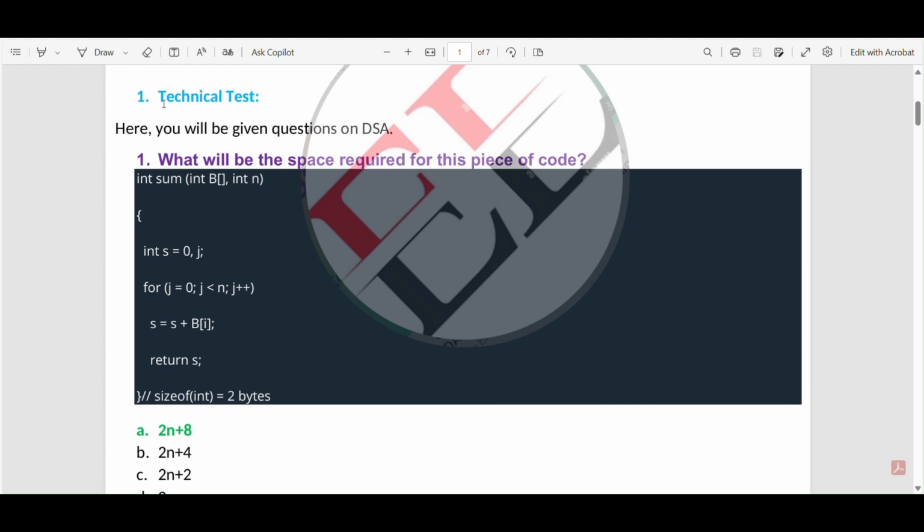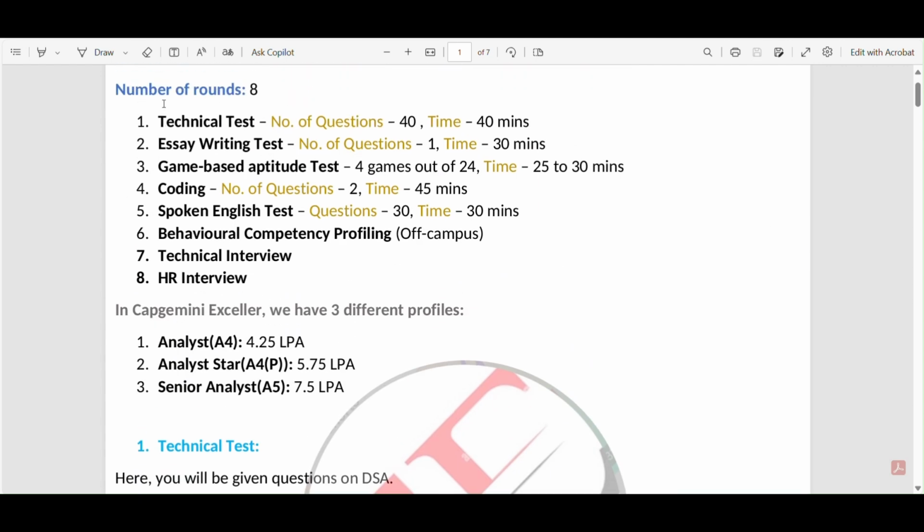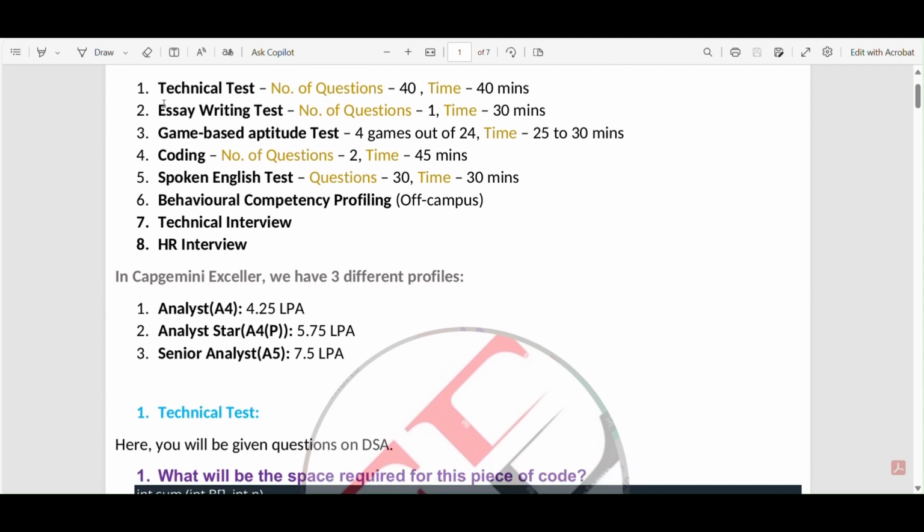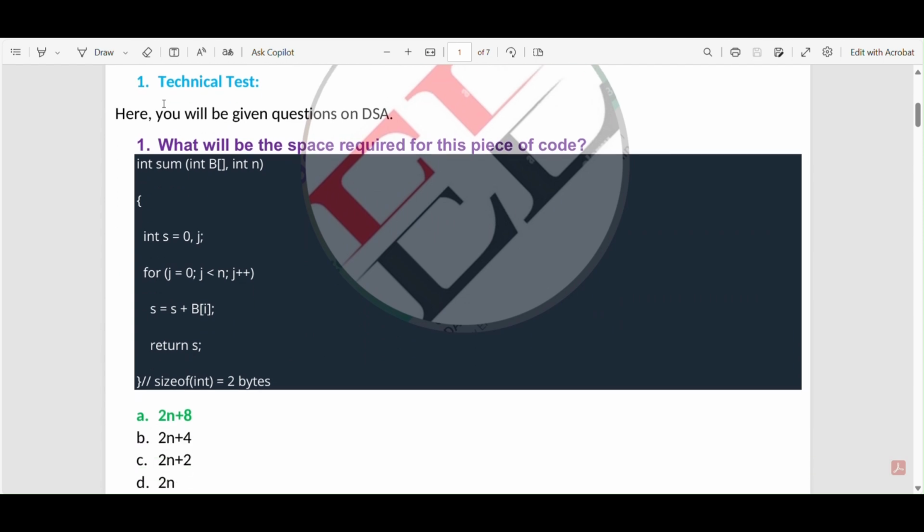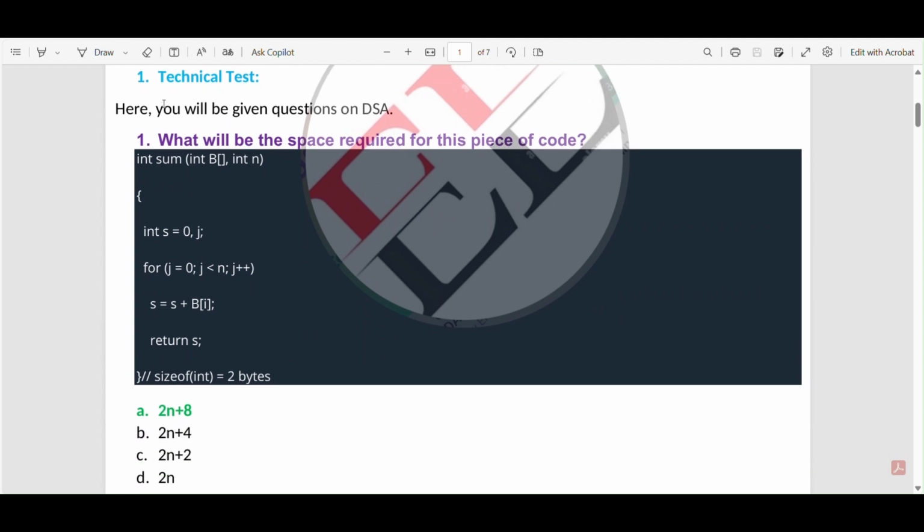And let's see the first round, which is the technical test. In the technical test, the number of questions is 40, and the time is also 40 minutes. These are based on technical stuff, and these are MCQs. So you need to score well here, right?